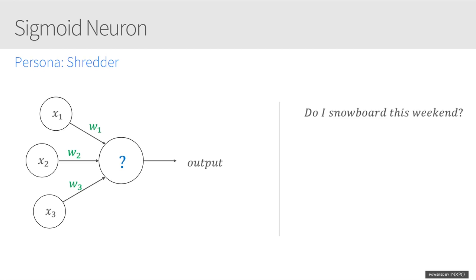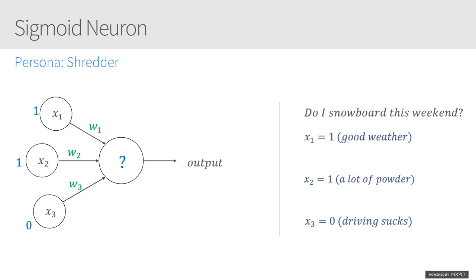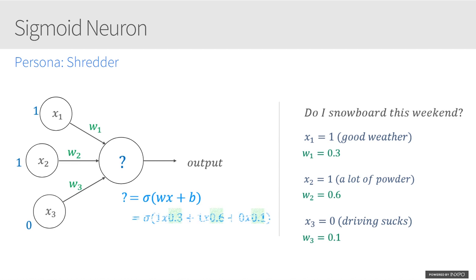Let's take a look at the shredder again, just for the sake of argument. Again, a lot of good weather, same X values, but for our inputs we're going to use a value between 0 and 1. So instead of a value of 1 to 10, we're going to do a value of 0 to 1. Otherwise, everything else plays out exactly the same. We have the weights: good weather 0.3, a lot of powder 0.6, driving sucks 0.1. So then what is the calculation for the sigmoid function?